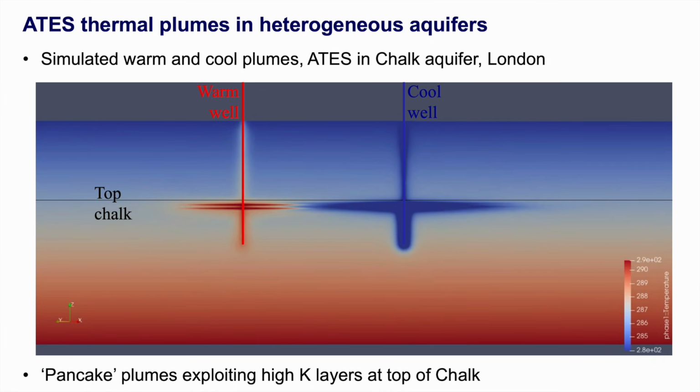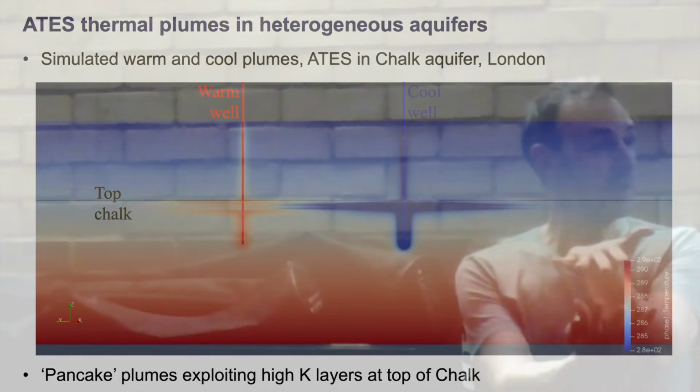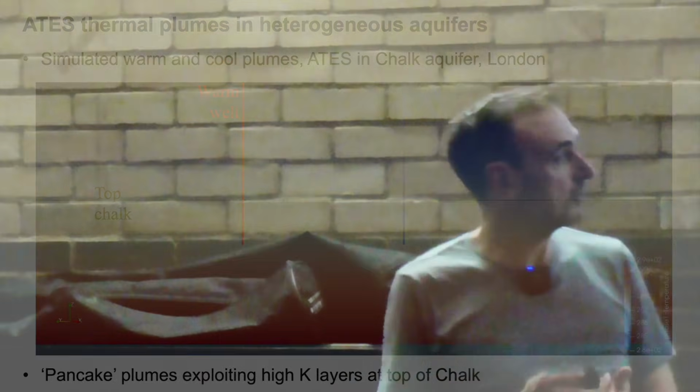Oh, that's a shame. Well, anyway, what you would have seen is instead of nice cylindrical plumes, they're like pancakes. They come right out and they spread right along that karst horizon at the top, which means they can interfere with each other, which you don't want. If you bring warm water and cold water together, they mix and you destroy the value of storing the heat and the cool. So one of the things we're looking at is how we might engineer these systems differently in the chalk to avoid that problem. So maybe make the plumes offset vertically rather than horizontally, for example.